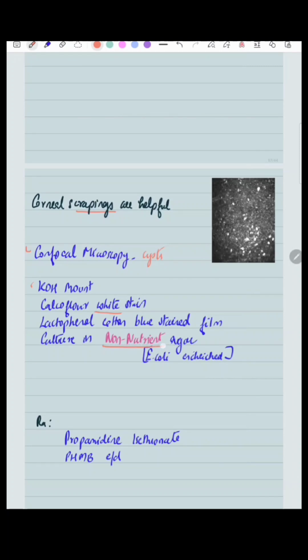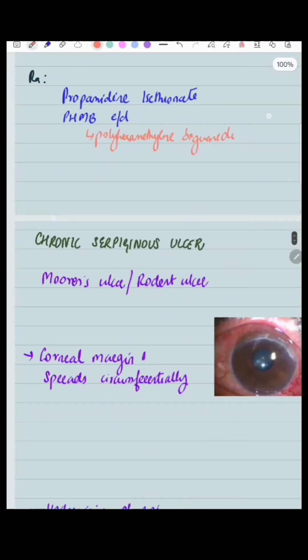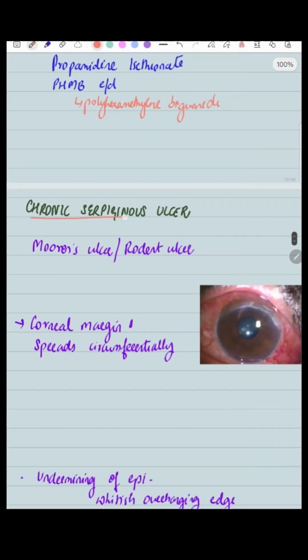Then culture is done in non-nutrient agar, that is E. coli enriched non-nutrient agar. Okay, this you should remember: non-nutrient agar, E. coli enriched non-nutrient agar. Treatment is propamidine isethionate and polyhexamethylene biguanide eye drops. Next is chronic serpiginous ulcer.